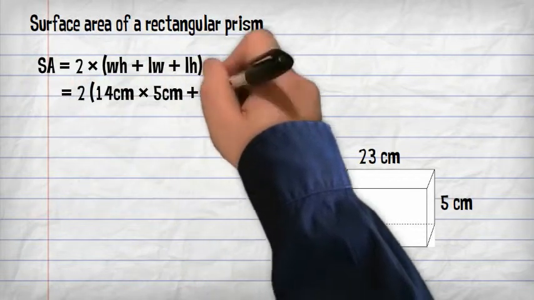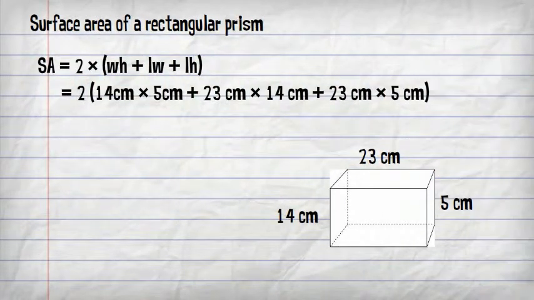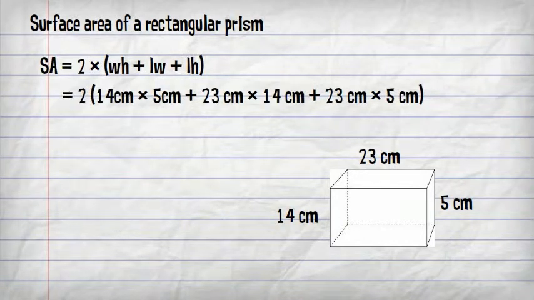Let's input the information we have. We will use BEDMAS to solve the problem. We will then multiply the numbers in the brackets, so 14 centimeters times 5 centimeters, 23 centimeters times 14 centimeters, and 23 centimeters times 5 centimeters. After multiplying, we will add the three products we have.